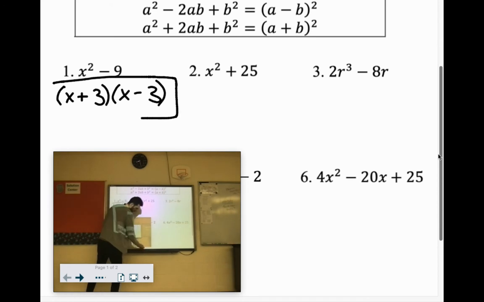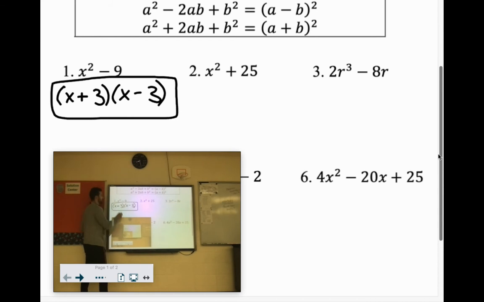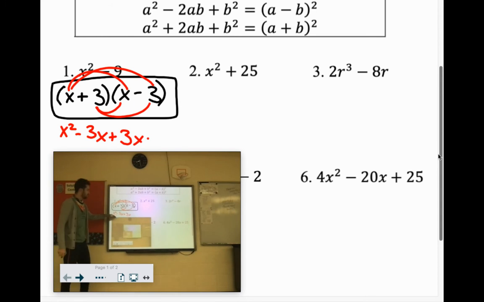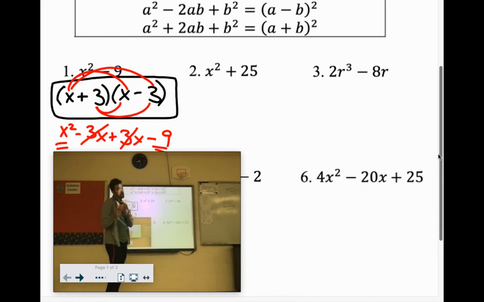Now, if you're like, oh, what? If we FOIL this out, what's x times x? x squared. x times negative 3 is negative 3x. 3 times x is positive 3x. And then 3 times negative 3 would be negative 9. So the negative 3x and the positive 3x, they will cancel each other out. So all we're left with is x squared minus 9, which was the original problem. So it does work out. I'm not absolutely bananas, guys.